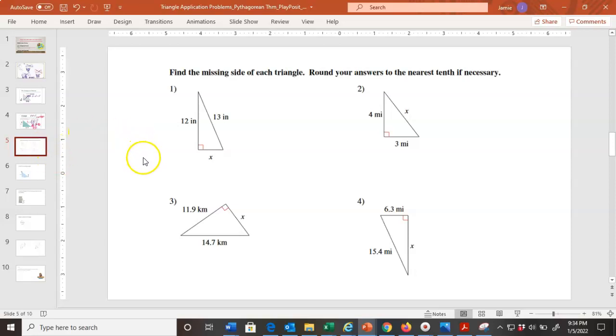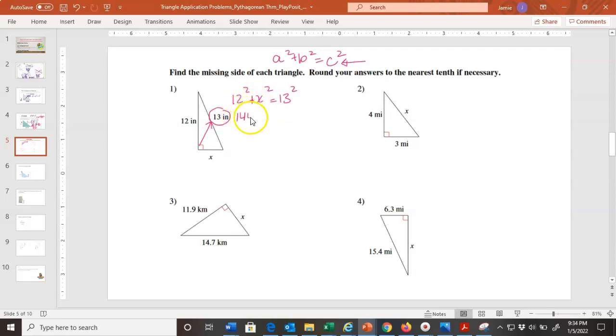So let's try it. Find the missing side of each triangle. Remember, if I don't build in a pause for you, you can pause this recording at any time. The big thing to remember is that you want the hypotenuse always on the right-hand side. The hypotenuse is across from the right angle. So this is always going to be what's on the right-hand side of the equation. So here we're going to have 12 squared plus x squared equals 13 squared. And we're just going to solve.